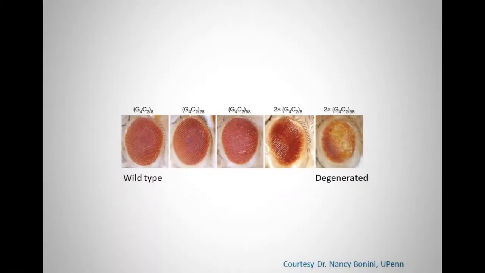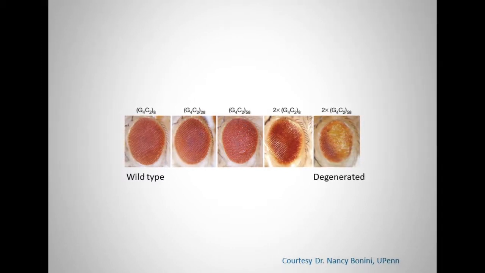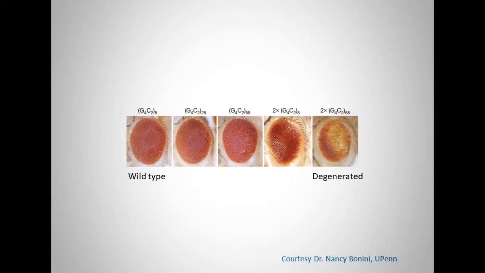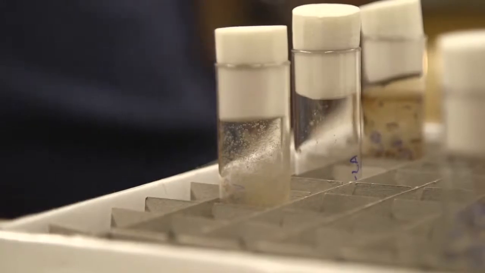We're also using Drosophila as a model for human neurodegenerative diseases, including Parkinson's and ALS. We insert human genes into flies that cause the neurodegeneration in the eye, or knock down the fly's own genes and identify modifier genes that alter the severity of neurodegeneration.